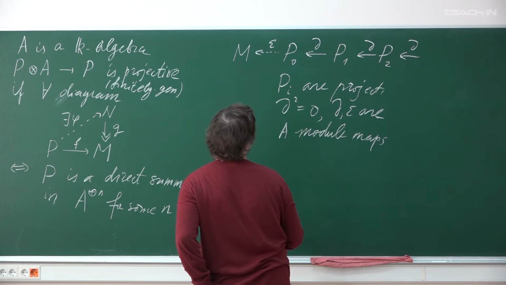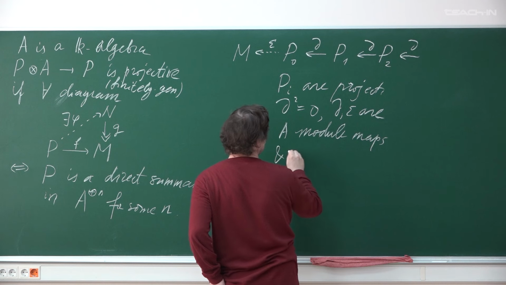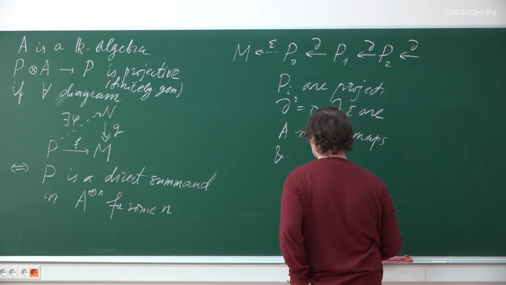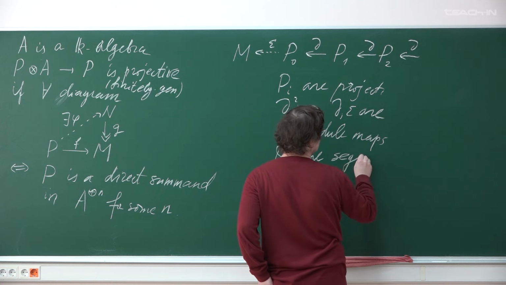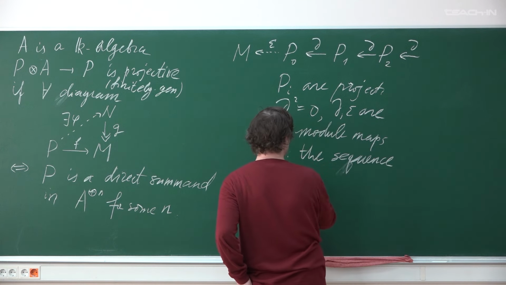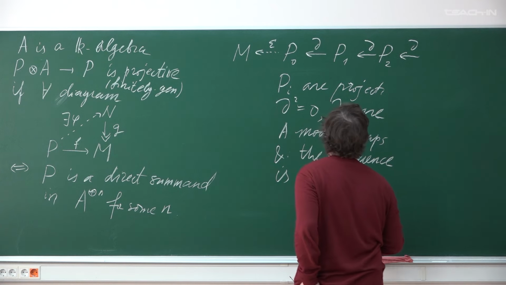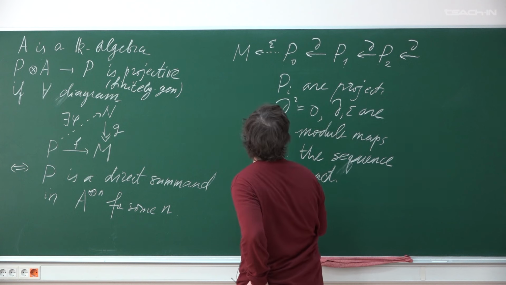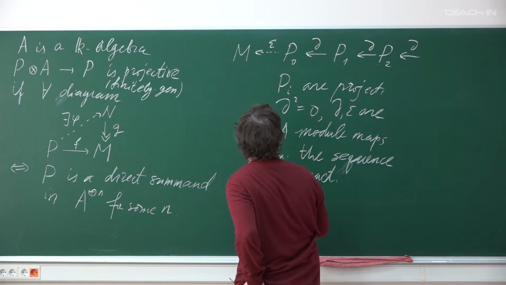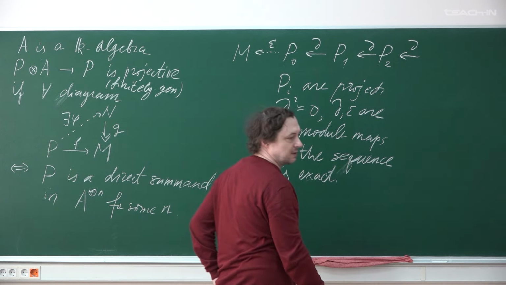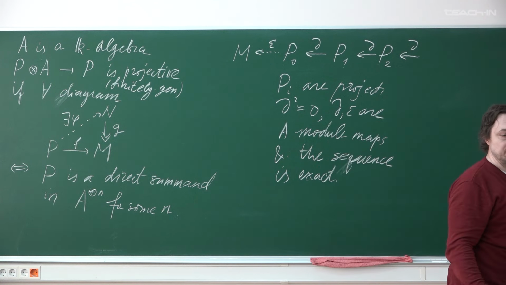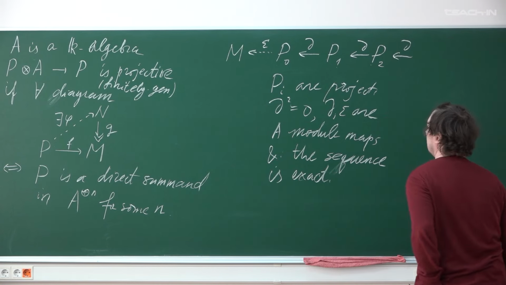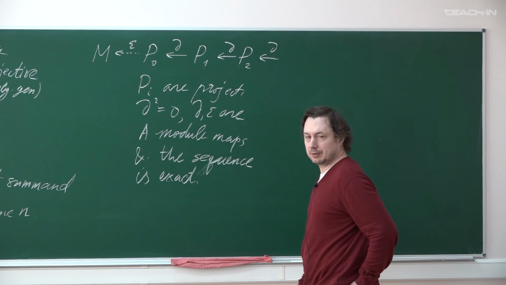All these maps are A module maps. And the assumption is that this complex is in fact exact. That is to say, at every stage, the kernel of the map D is equal to the image of the map D on the right. And similarly, the kernel of the map epsilon is equal to the image of D on the right. And moreover, epsilon is onto, because if you go further to the left from M, you get zero. Epsilon is called augmentation.